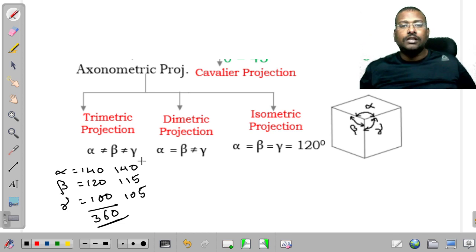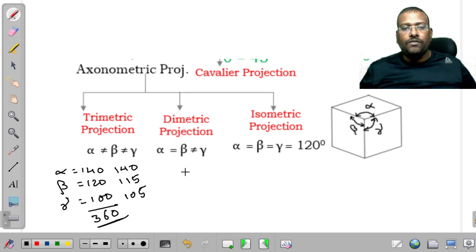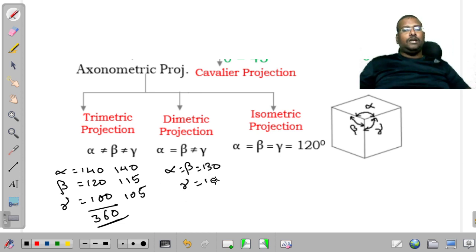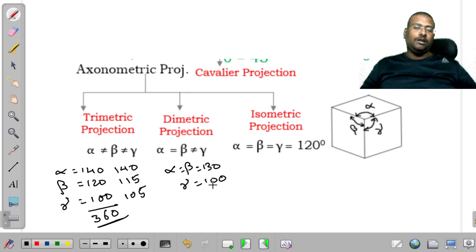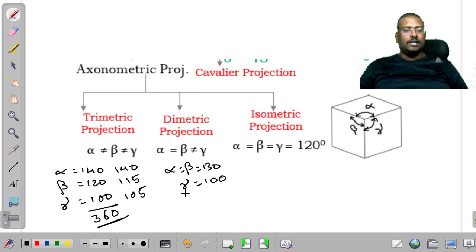And what about the other one, sir? Dimetric. Di means two. Only two values are there. For example, alpha is equal to beta is equal to 130, and gamma is equal to 100. Because 130 plus 130 is 260, plus 100 is automatically 360. So in this case, it is considered as dimetric projection.